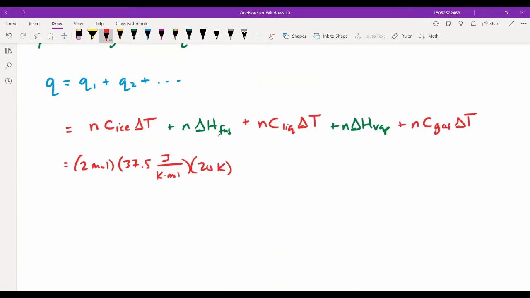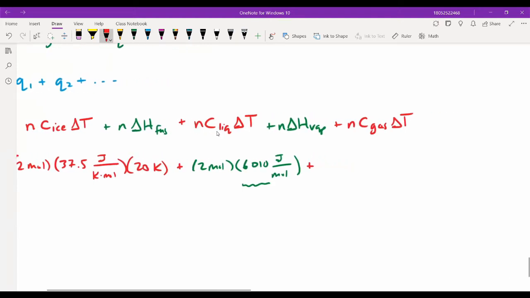This initial temperature will be a 20-degree change because we're going from -20 to 0. And then we have 2 moles. The enthalpy of fusion is given in kilojoules per mole, so I'm just going to turn it into joules, right? And there's that different number multiplied by 1,000. And then we have 2 moles, we'll just leave out the units, and the heat capacity of liquid is 75.3. This is going to be a 100-degree change.